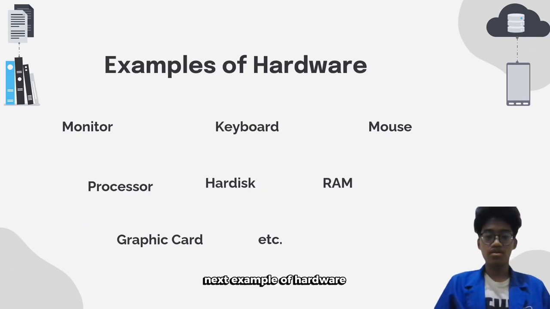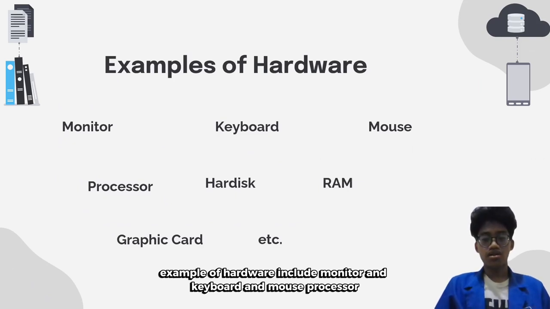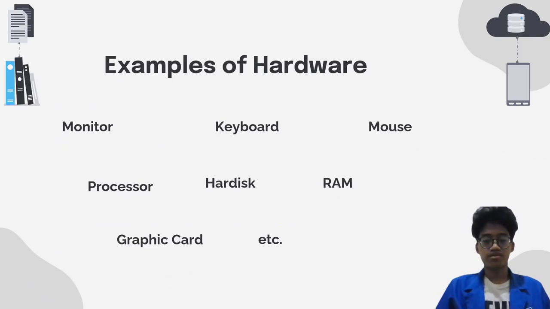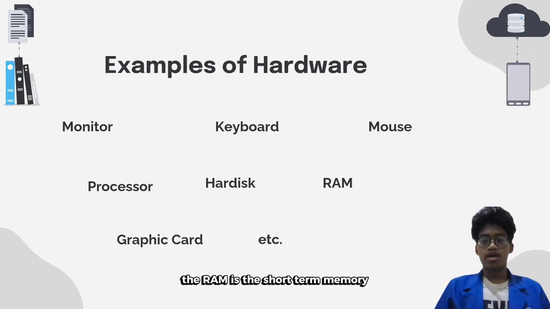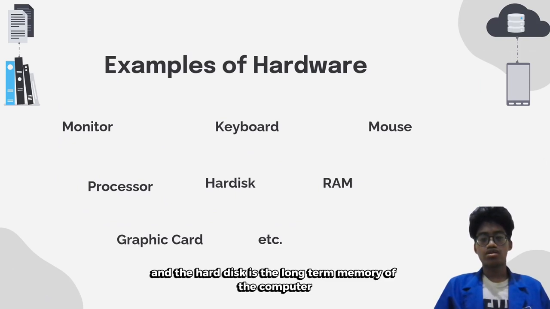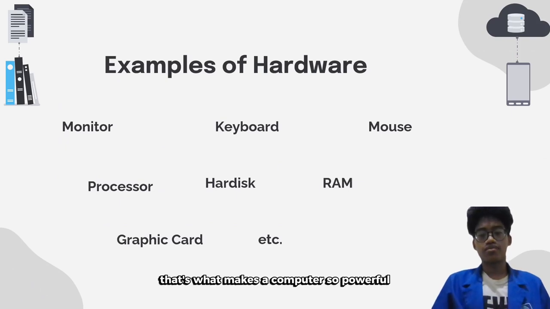Next, examples of hardware. Examples of hardware include monitor, keyboard, mouse, processor, hard disk, RAM, graphics card, and many more. Yeah, you know that. Each part has a special role. The processor is the brain, the RAM is the short-term memory, and the hard disk is the long-term memory of the computer. All these parts work together. That's what makes a computer so powerful.